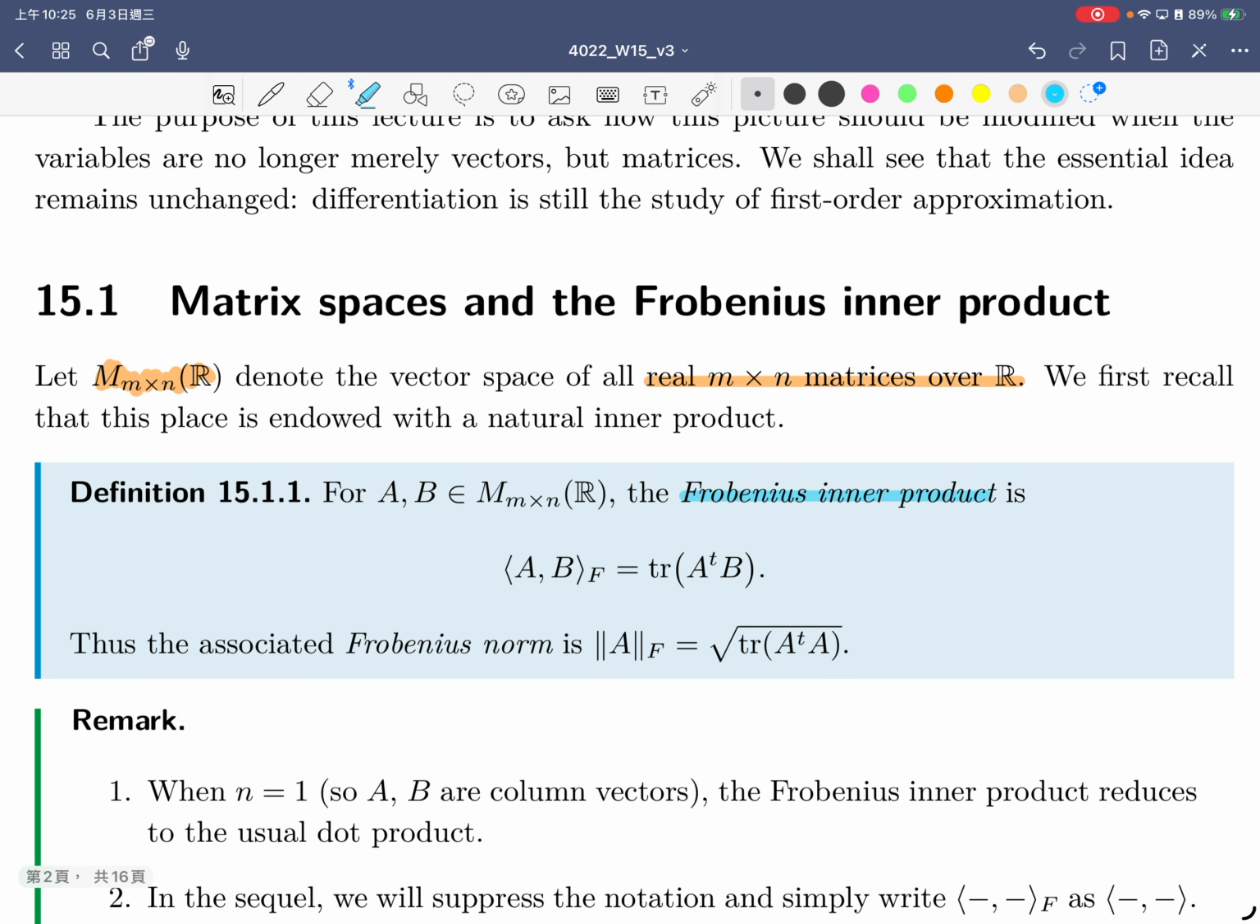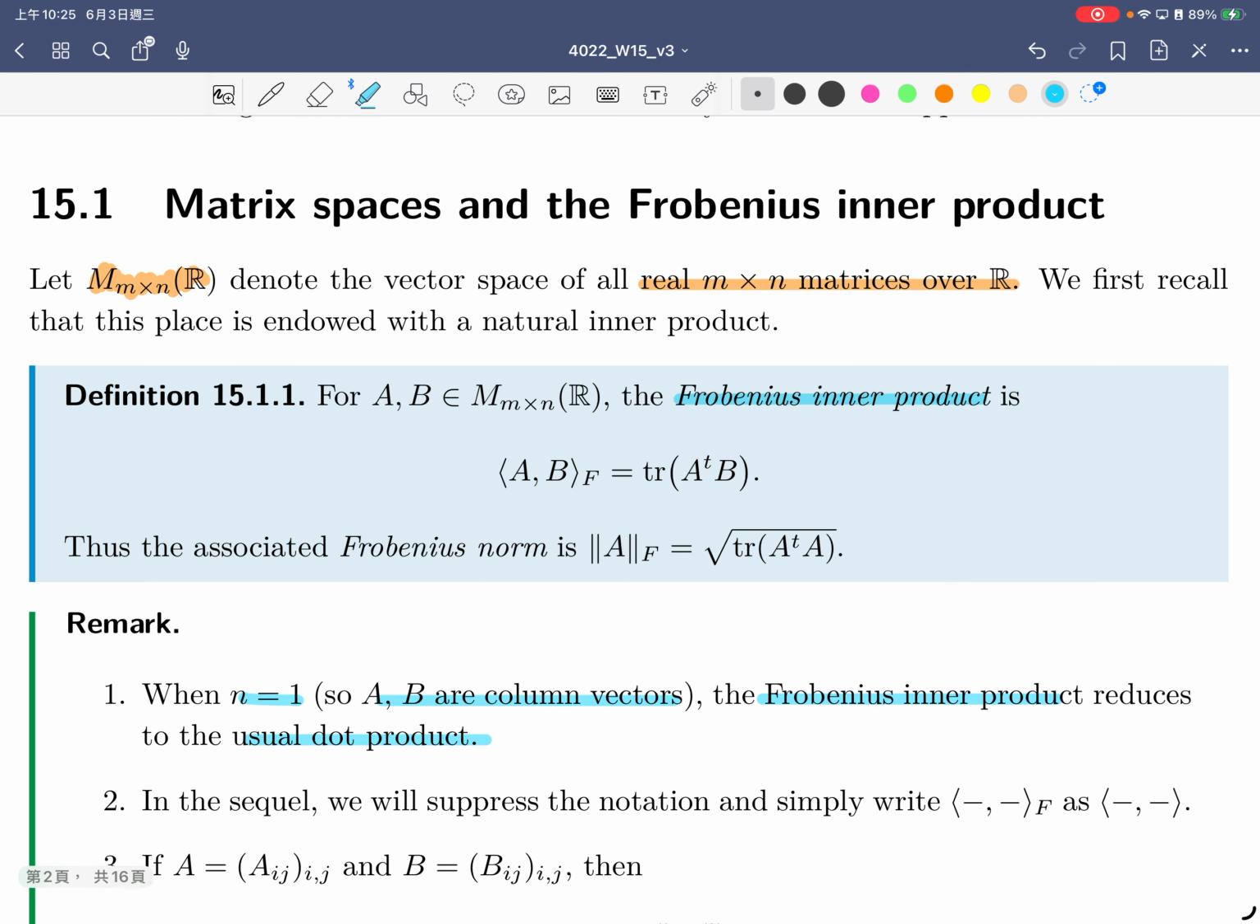Of course, once you have an inner product, you define the norm. The norm is just the square root of the inner product with itself, so the trace of A transpose A, and then take the square root. Now, at first, you may find this definition of the Frobenius inner product a bit funny, but think about the special case when n is 1, i.e. you're considering column vectors. Then the Frobenius inner product becomes just the dot product. So you may regard the Frobenius inner product as a natural generalization of the dot product, but now on matrices.